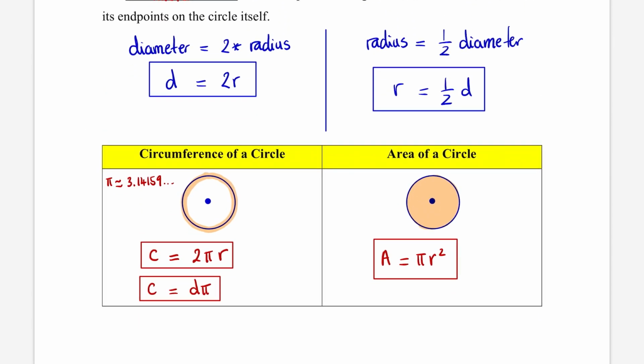Go back to this page. The formula for circumference of a circle can be c equals 2 times pi times radius, or c equals the diameter times pi. The given circle gave me the diameter, so I'm going to use this formula, c equals d times pi. And for the area, I only have one formula, so I have to use this one, a equals pi times r squared.